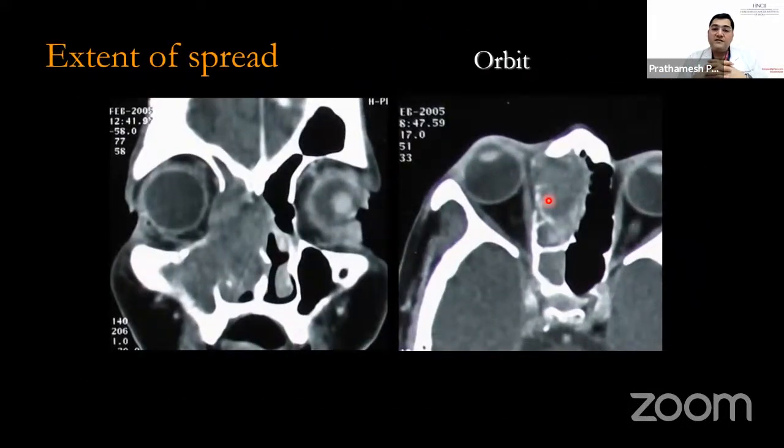The orbit is something which requires a lot of persistence in order to understand where it is involved. The orbit can be involved either anteriorly or posteriorly. Near the apex and near the anterior end, it makes a big difference between operable and inoperable. Now, when you look at this scan, you can see that your lesion was eroding the lamina papyracea on the right side. And an MRI will actually delineate this very well.